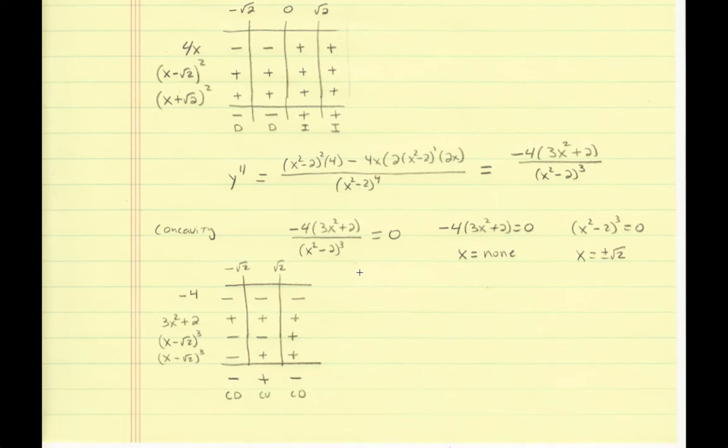Set up my plus minus chart using all my factors. The -4, the 3x squared plus 2, and notice these are now cubed because that breaks apart into 2 separate cubes. Concave down, concave up, concave down. In a sense, these could be possible inflection points, but you're going to see they're not going to be points of the graph because these are your original vertical asymptotic behavior that we have going on.